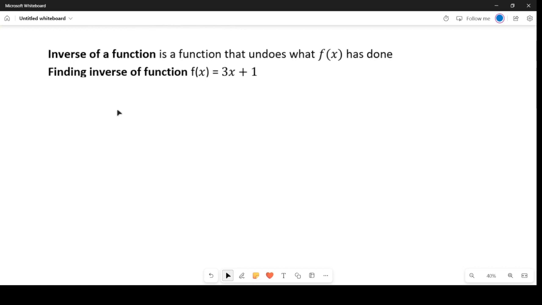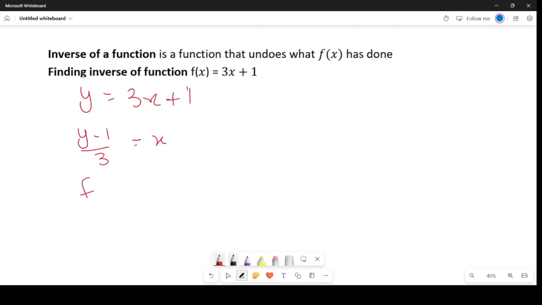What's the inverse of the function 3x plus 1? Abu Bakr, can you tell me? How do we find the inverse of 3x plus 1? We say y is equal to 3x plus 1, then make x the subject. So y minus 1 over 3 equals x. And what's going to be the final answer? x minus 1 over 3. Yes, so f inverse of x equals x minus 1 by 3.